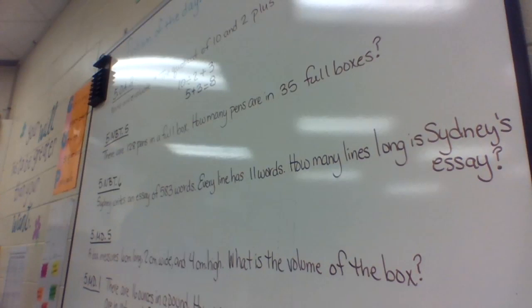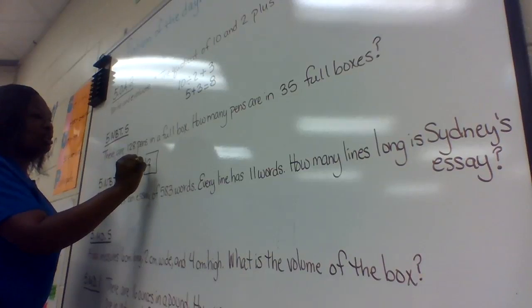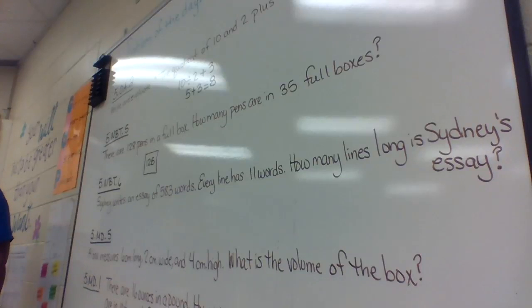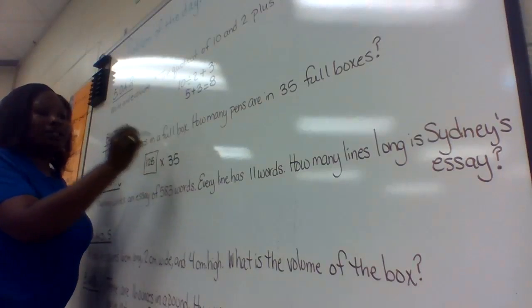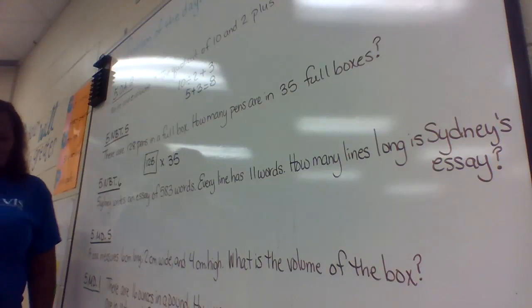All right, number 2. Read that one for me, Thomas. All right, so one box of pens is 128. And we want to do this how many times? 35 times. So we're going to take one box times 35 more boxes. And that's how we find our answer to 128 times 35.